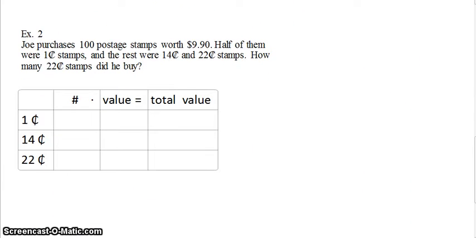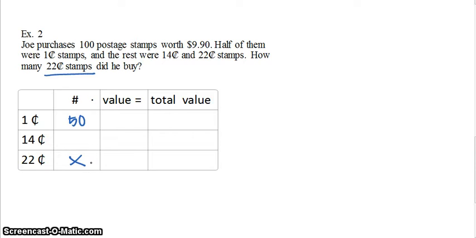Alrighty, next one. Joe purchases 100 postage stamps worth $9.90. Half of them were 1-cent stamps, and the rest were 14-cent stamps and 22-cent stamps. How many 22-cent stamps did he buy? Well, we know that there was a total of 100, but half of them were 1-cent stamps, so half of 100 is 50, okay? Now, what are we looking for? We're looking for 22-cent stamps. So it would make sense to make this X, because as long as we find X, we found our answer.